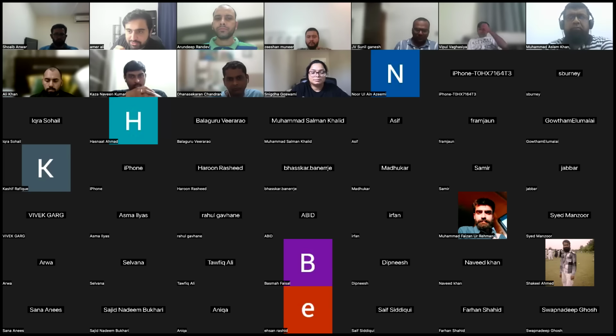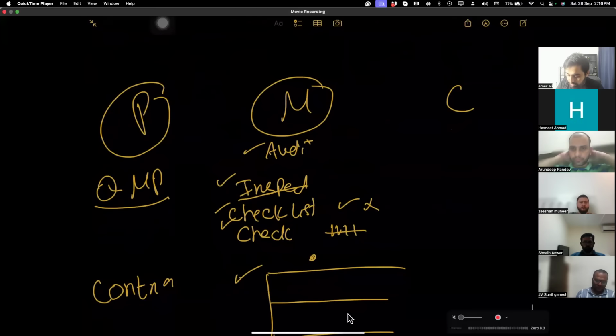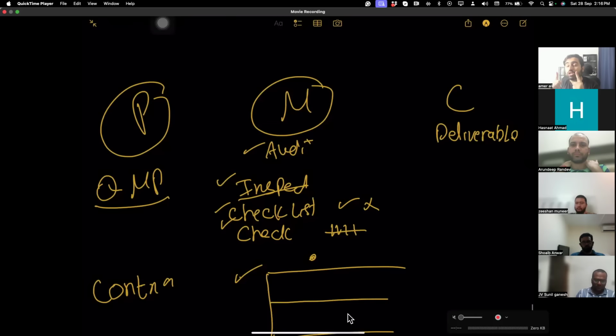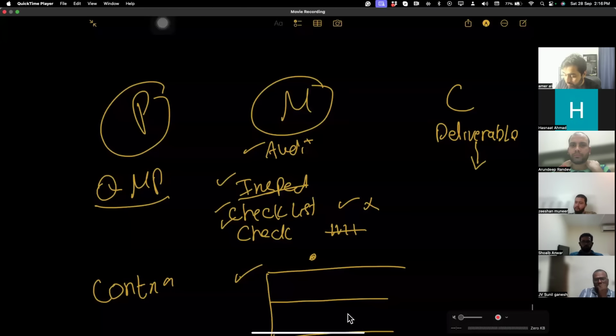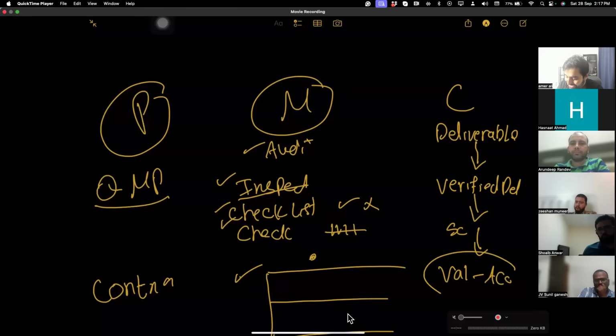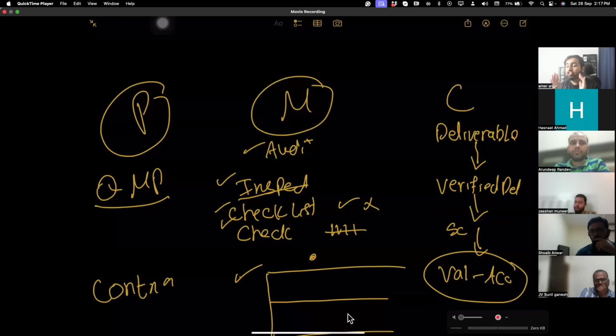Okay. Now in control quality, once the deliverable is made, the team will inspect the deliverable according to the quality management plan. If they feel it is according to the quality management plan, we get a verified deliverable. It's internal. Next step, the client checks it according to the scope baseline. And if he says it's good, we get a validated or accepted deliverable. This is called the journey of the deliverable.